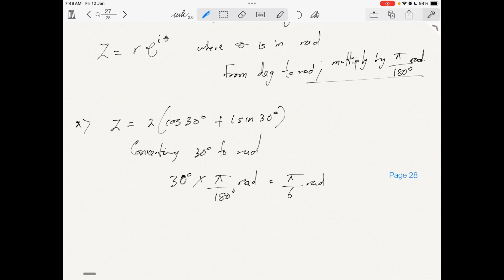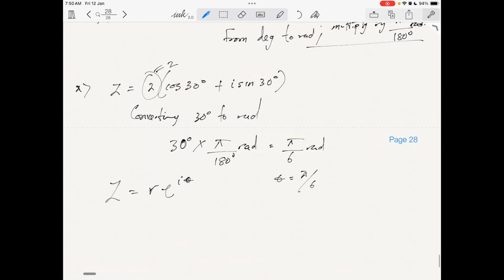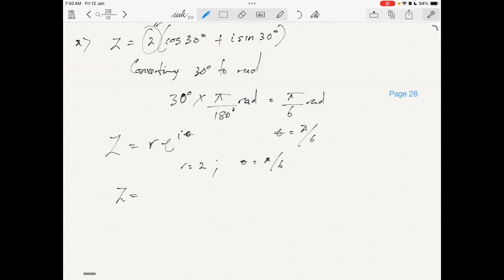in radians. So therefore, our z in exponential form will be r exponential i theta, and since our r here is 2 and our theta, which is in radians, is equal to pi over 6. Okay, so r is equal to 2, our theta is pi over 6. Therefore, we say z is equal to 2 exponential i pi over 6.